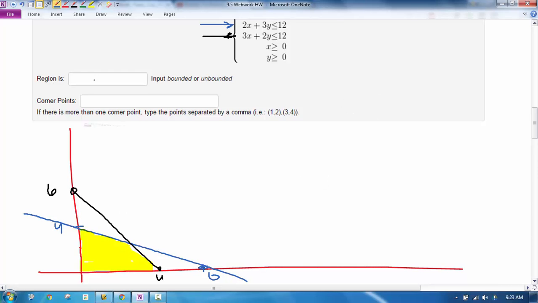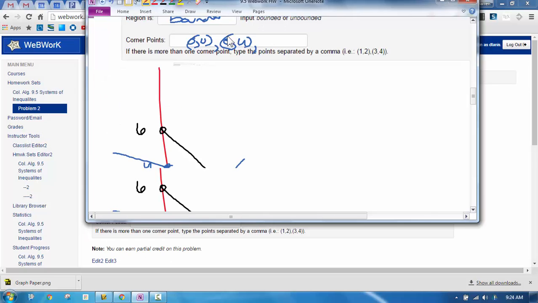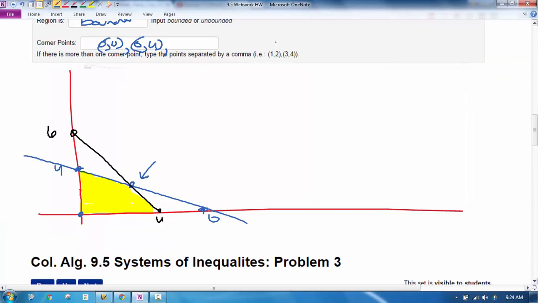Now that is bounded. That's a quadrilateral. It is bounded. And they want the corner points. So the corner points are obviously this point here, which is 0, 0. This point here, which is 0, 4. The next point is the intersection of these two lines, which I actually have to find by solving this system. This system right here.